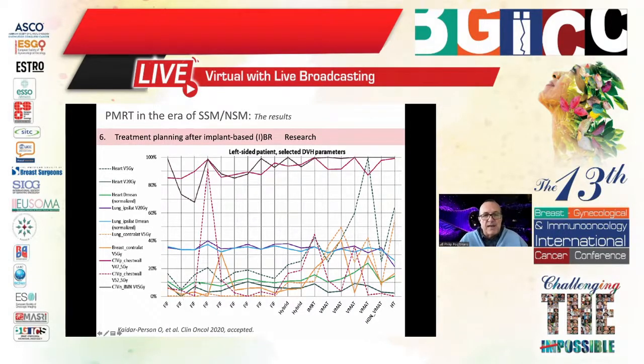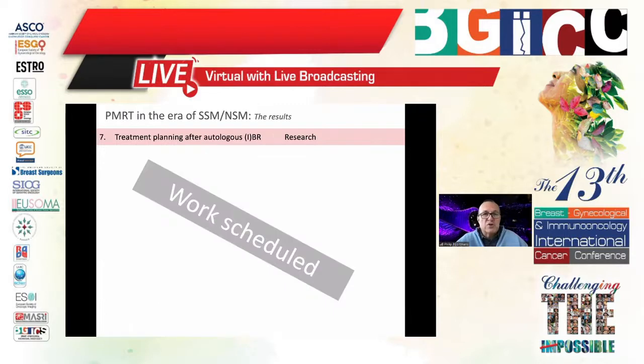The lines here below are the heart, and the lines here are the lungs. So you see that, for example, field-in-field did worse for the contralateral breast, but in general it's okay. And it depends a lot on experience and the protocol that you use in your department. But our message is that field-in-field can handle many patients, most of the patients. For some patients with challenging anatomies, you need another type of technical approach.